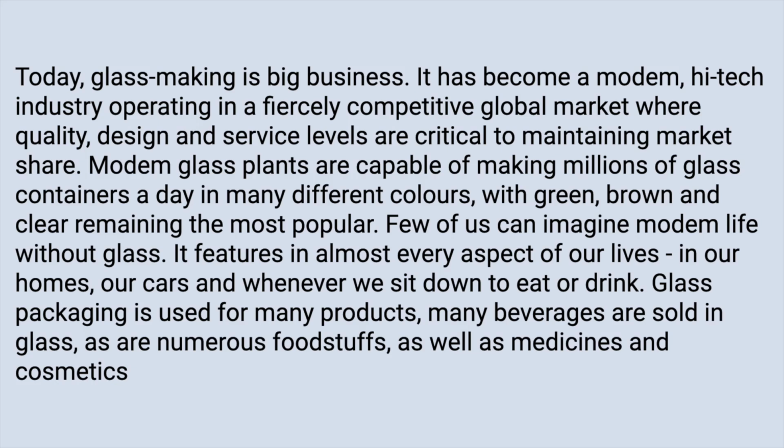Modern glass plants are capable of making millions of glass containers a day in many different colors, with green, brown, and clear remaining the most popular. Few of us can imagine modern life without glass. It features in almost every aspect of our lives, in our homes, our cars, and whenever we sit down to eat or drink. Glass packaging is used for many products. Many beverages are sold in glass, as are numerous foodstuffs, as well as medicines and cosmetics.